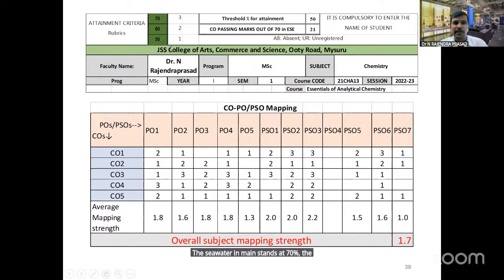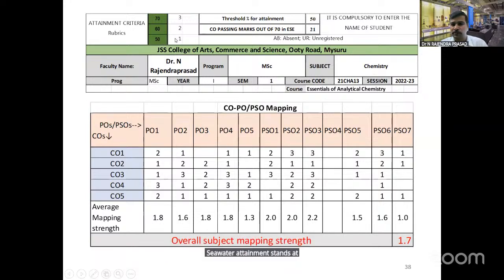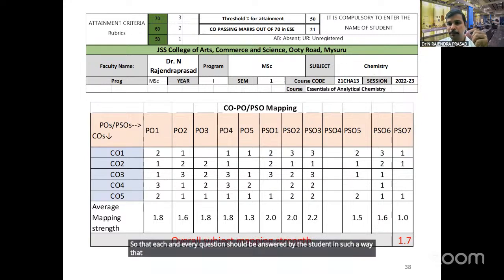If the CO attainment stands at 60, the rubric is 2. If CO attainment stands at 50, the rubric is 1. You can fix this. If that is less than 50, you have to give a retest so that each and every question is answered by the student in such a way that at least a minimum of 50% of the marks is secured. You have to repeat this. Okay, this is a mapping.